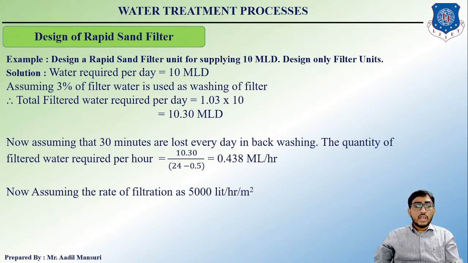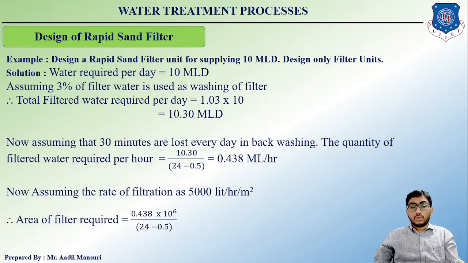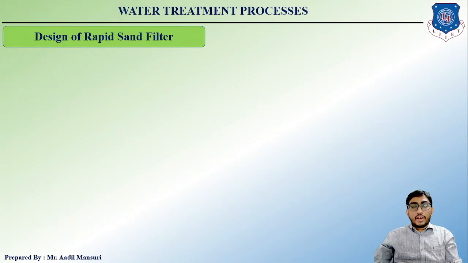Okay, now assuming the rate of filtration as 5000 liters per hour per meter square. Okay, so how much area will be required is 0.438 into 10 to the power 6, divided by 5000, and that comes out to be equal to 87.6 meter square. Okay, now how many units are required?